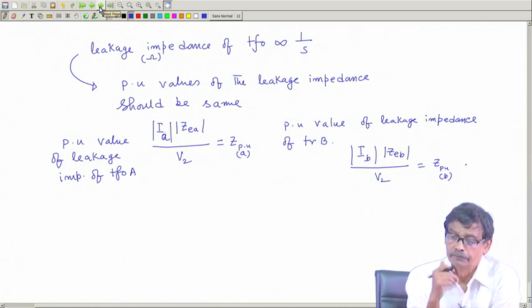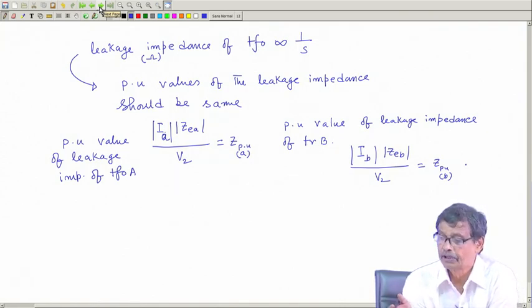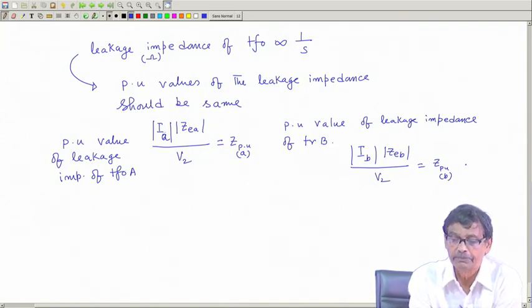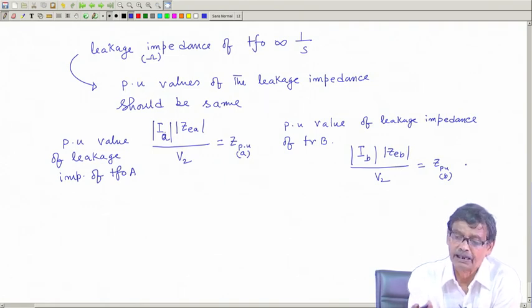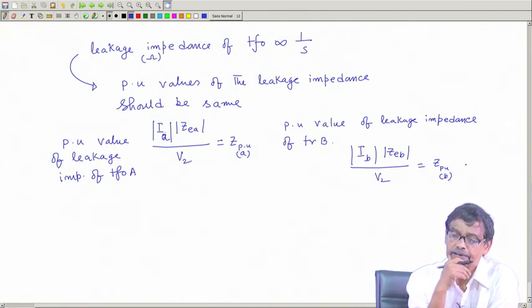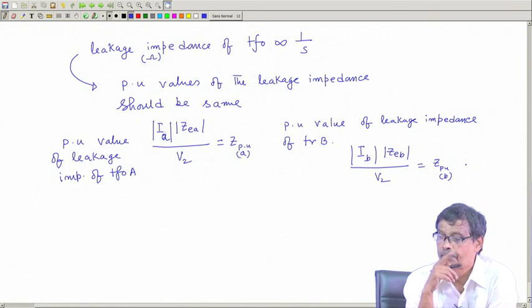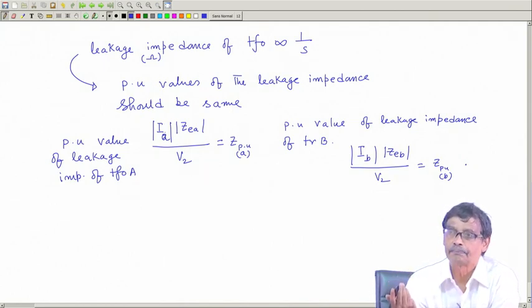Now, since I_A jX_A is equal to I_B jX_B, and here all the parameters are with respect to the secondary side, they are the same. Therefore, instead of telling that the ohmic value is inversely proportional to the respective KVAs, you simply say the per unit impedance of transformer A and the per unit impedance of transformer B are the same, that is all.